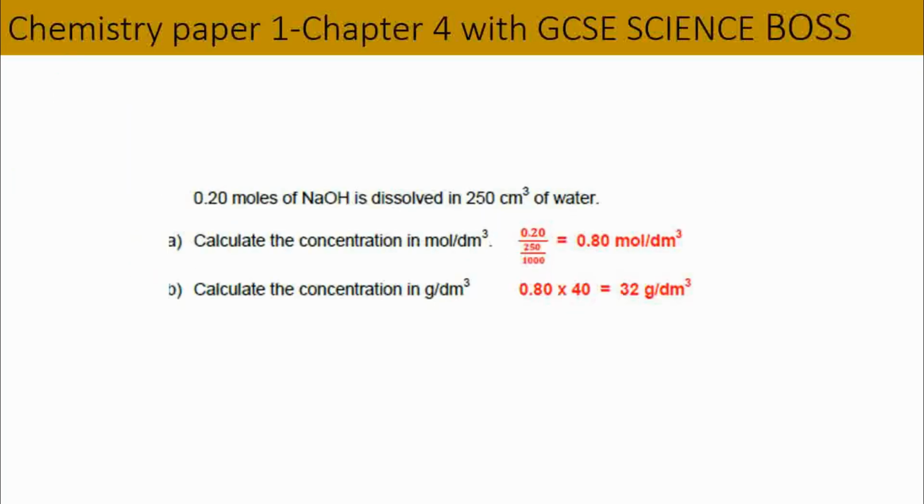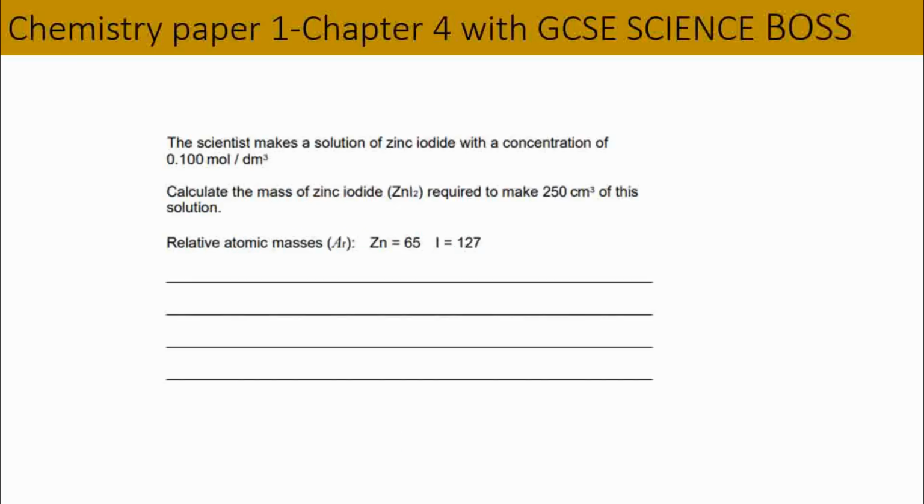Okay, good. So have a look at the mark scheme there. What it says here, a scientist makes a solution of zinc iodide with a concentration of 0.1 mole per dm cube. Calculate the mass of zinc iodide required to make 250 cm cube of this same solution. Okay, so what we need to do now, we need to find the Mr for zinc iodide.